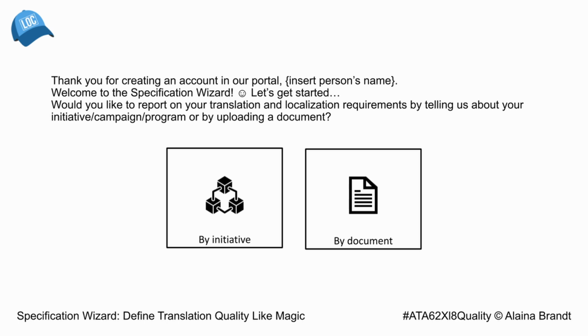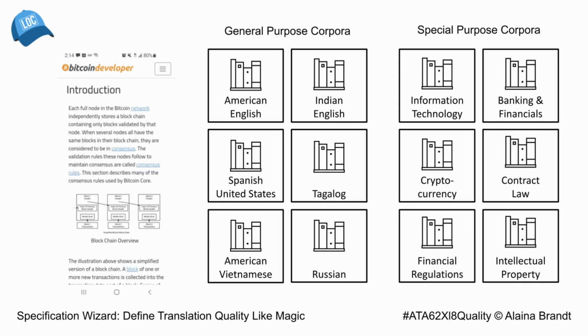Let's get started. Would you like to report on your requirements on your project, on whatever requests for services that you have, by initiative or by document, right? Giving somebody choices. Hey, how do you want to interact with this system? And let's imagine that the person selected the by document choice. So they upload a document, and here's where a lot of automation could be brought in.